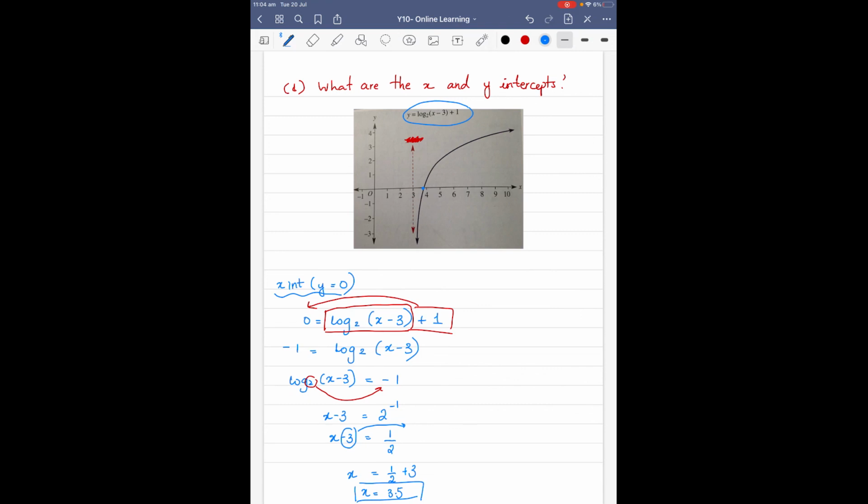Now, we want to find the y-intercept. Clearly looking at this, it doesn't cut through anywhere. So we say, therefore, there's no y-intercept. And that's the answer for part D.